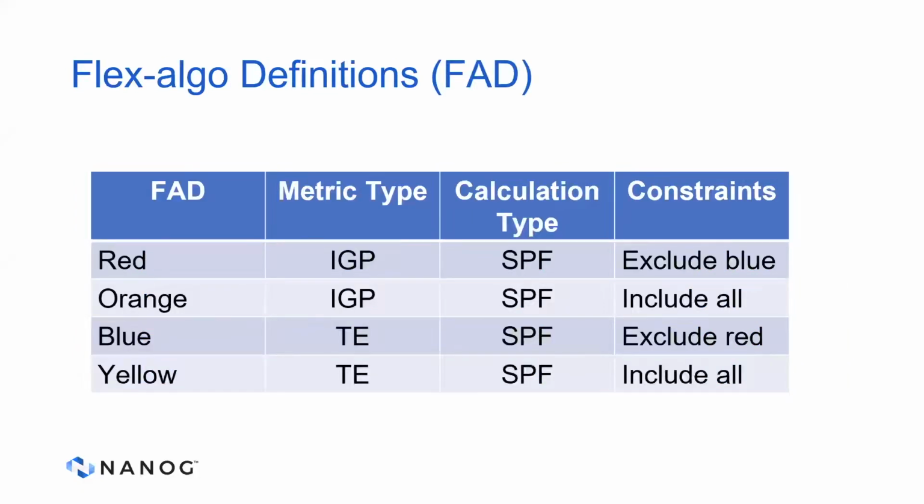And we can see the flex algo definitions here for red, orange, blue, and yellow flex algos. So the metric type is IGP for red and orange, and calculation type is SPF. And constraints for the red is exclude blue, whereas for orange it's include all. Similarly for blue and yellow, its metric type is TE metric, and the constraints are exclude red for blue and then include all for yellow.